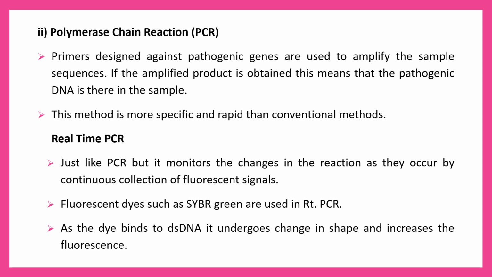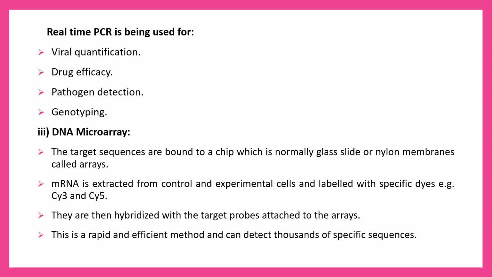Real-time PCR method is just like PCR, but it monitors the change in the reaction as it occurs by continuous collection of fluorescent signals. Fluorescent dyes such as SYBR Green are used in RT-PCR. As the dye binds to double-stranded DNA, it undergoes change in shape and increases fluorescence. Real-time PCR is being used for viral quantification, drug efficacy, pathogen reduction, and genotyping.